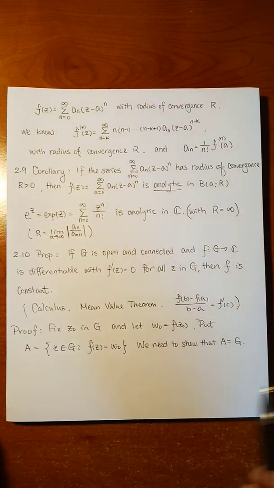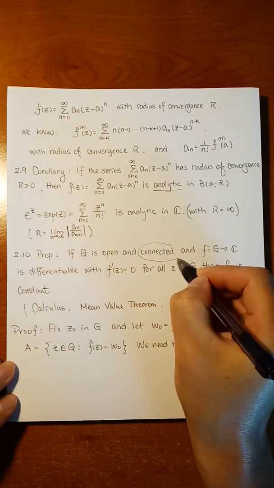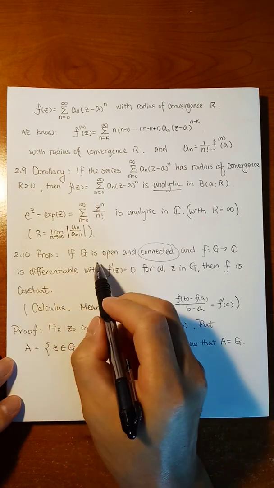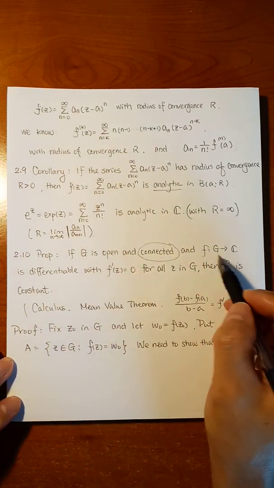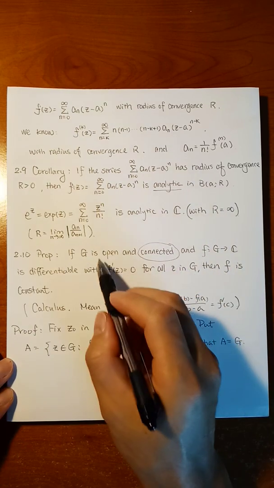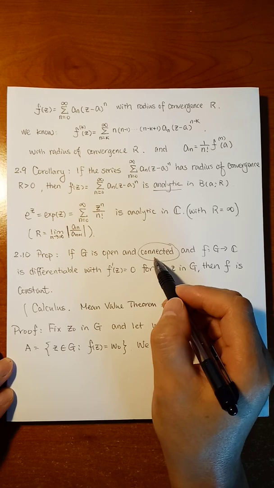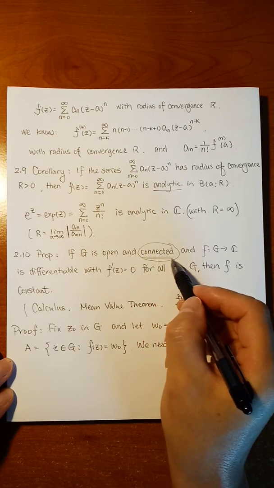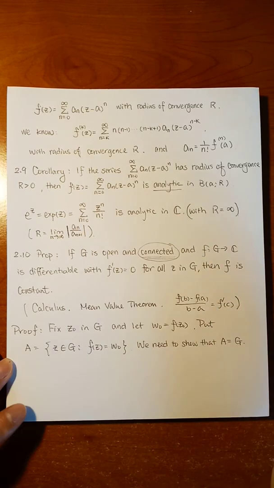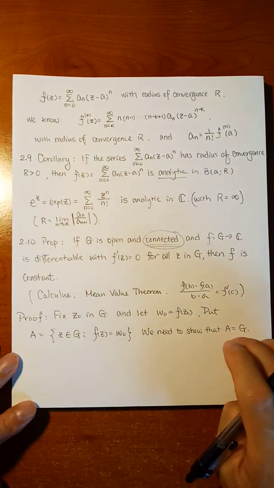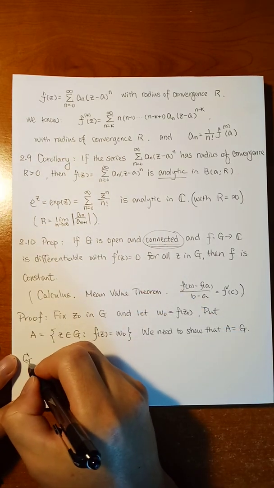Well, for this part we're going to use this extra condition, connected. Remember, we always assume G to be open because we're going to discuss the differentiability of function f. So G is always open, it's natural. But in this proposition, we additionally add G to be connected. That is used here to prove A is equal to G. G is connected.